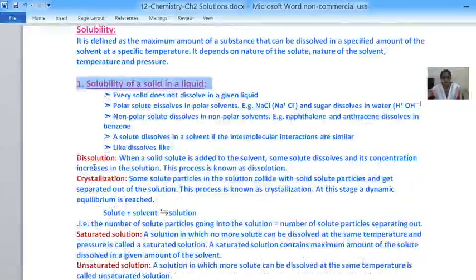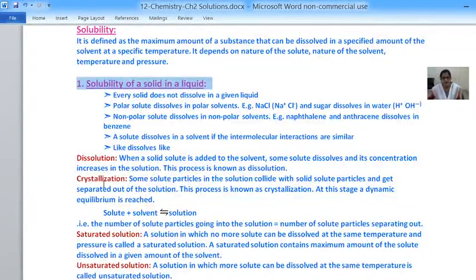Next, we move on to another concept, that is dissolution. When a solid solute is added to a solvent, some of the solute dissolves and its concentration increases in the solution. This process is known as dissolution. For example, when NaCl is added to water, some of the NaCl particles get dissolved in water, that is, the concentration of NaCl increases in the solution, and that process is known as dissolution.